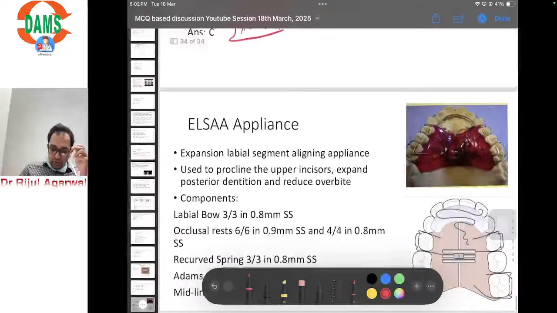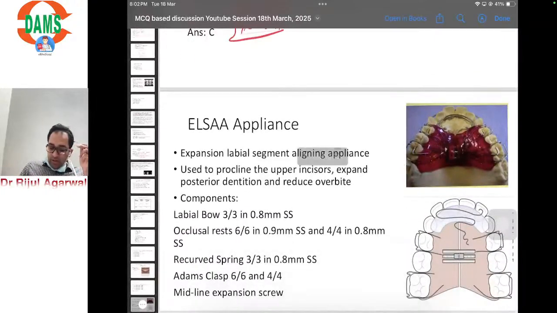Next, so this image you should know, this is the image. In further subsections as well, each time I'll be showing you some different appliance image. Unconventional appliances, they haven't been asked, but still, this is the image of an ELSA appliance. So it stands for expansion labial segment lining appliance. How it's used: it is used to procline the upper incisors, expand the posterior dentition and reduce the overbite aspect.